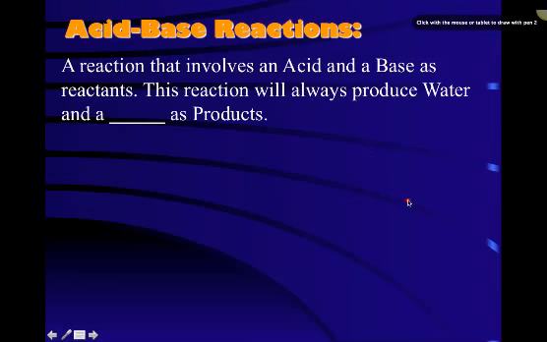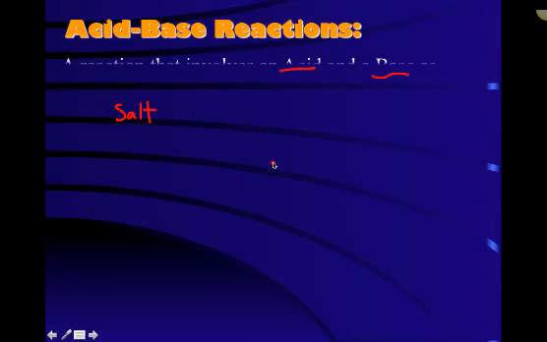So any reaction that involves an acid and a base is going to be producing water and a salt. That's how it neutralizes one another, because they're opposites. So an acid and a base, of course, is what we're looking at for acid-base reactions.